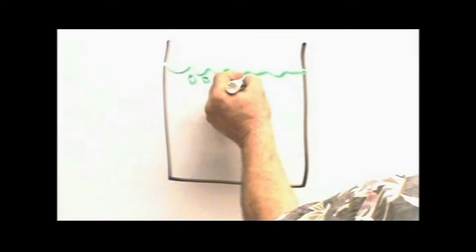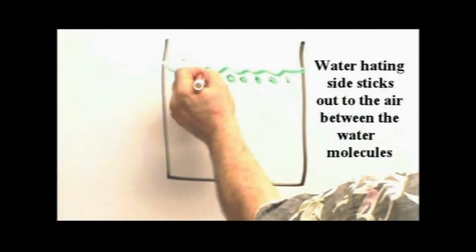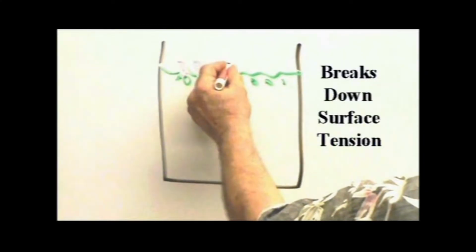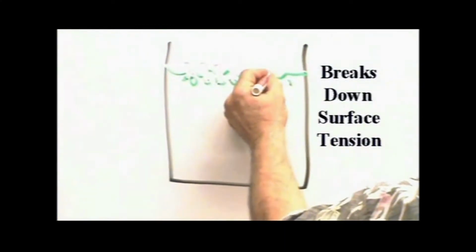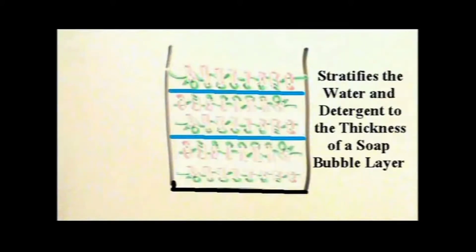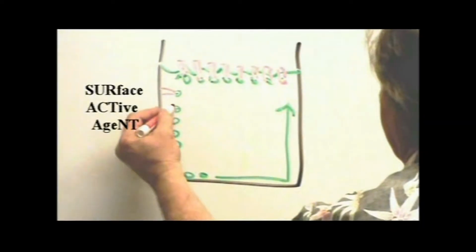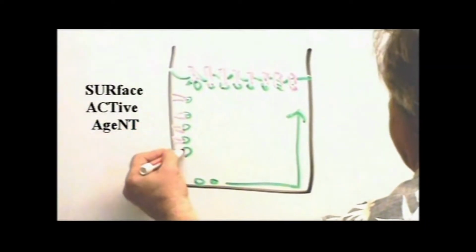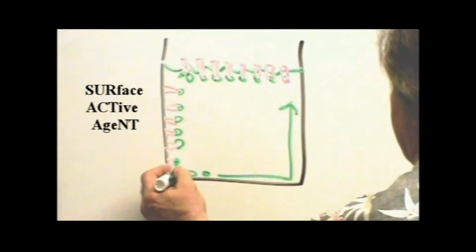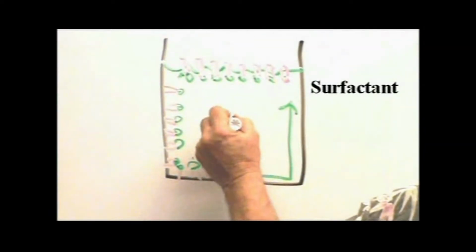When detergent is added to water, the first thing that happens is a layer is formed at the surface and the water-hating side sticks out, breaking down surface tension. The water and detergent will stratify into layers of detergent, water, and detergent, all the way to the bottom. A layer of detergent will also cover all the surface of the container, because detergents are surface-active agents, surfactants.